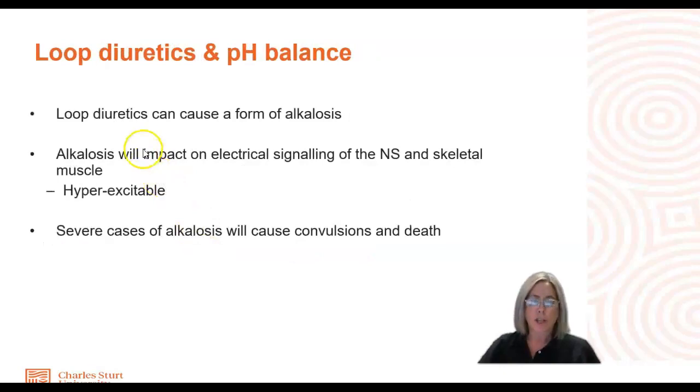So just to summarize, loop diuretics can cause a form of alkalosis, metabolic alkalosis, and metabolic alkalosis will impact on electrical signaling of the nervous system and skeletal muscle. It will cause the nervous system to become hyper excitable, where it starts firing off action potentials when it shouldn't. And in severe cases of alkalosis, so remember, alkalosis will get more and more severe as the pH increases, severe cases then can cause convulsions and death.